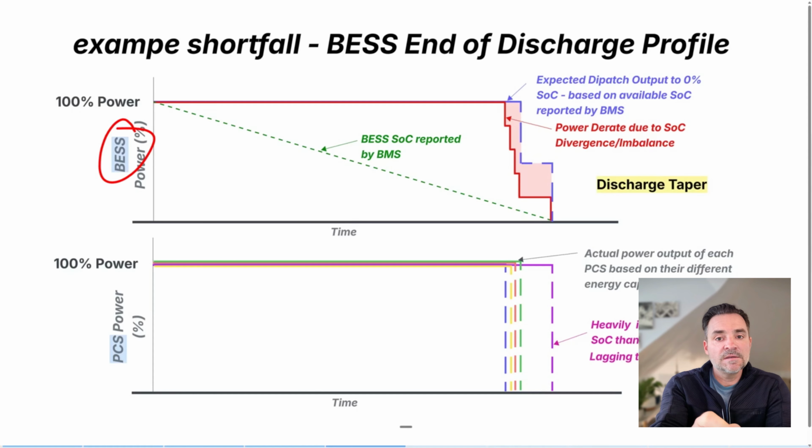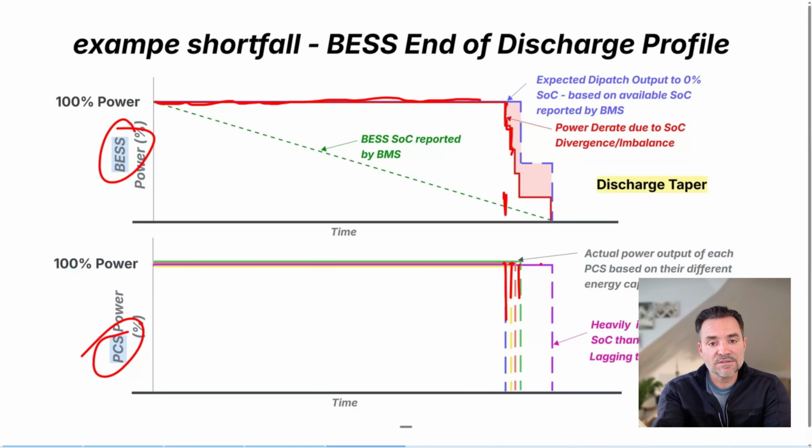Here you can see we have a BESS that we've been dispatching at 100% of its power. And before we reach 0% state of charge, the green line, we start to see a power taper. By power taper, we mean we cannot maintain that set point anymore, and we start to lose power at the point of interconnection, your POI. This is caused by the individual PCSs dropping off, getting fully discharged one after the other, not all at the same time.